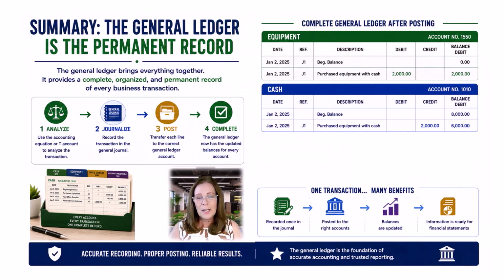The general ledger brings everything together. It provides a complete, organized, and permanent record of every business transaction. Because all activity is organized by account, accountants can quickly review balances, investigate unusual transactions, and prepare financial statements. Whether the information is stored on manual ledger cards like these or inside modern accounting software, the purpose of the general ledger remains exactly the same: to provide one complete history for every account in the business.